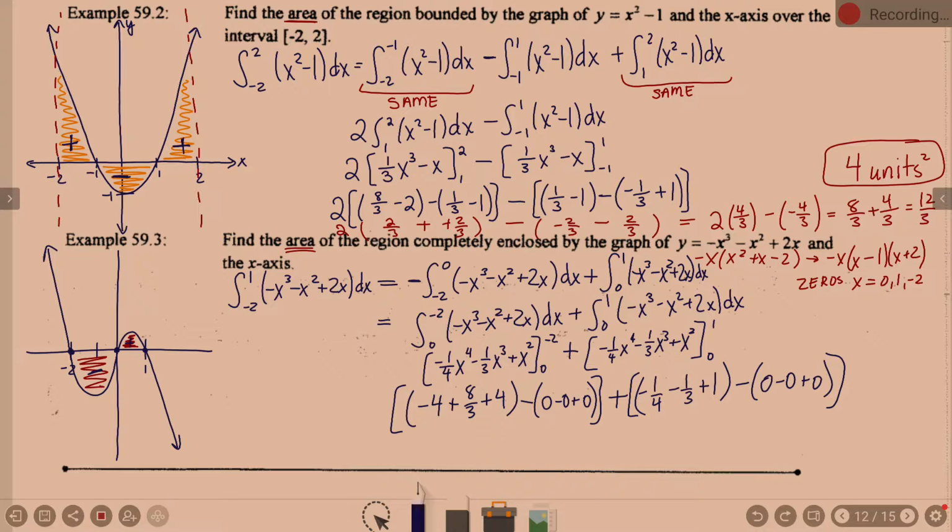Let's see. I see an 8/3. And then over here, I see, what are we going to have to do? We're going to have to go 12ths in this case. Negative 3/12 minus 4/12 plus 12/12. So minus 7/12 plus 5/12. Minus 7/12 plus 12/12 is 5/12.